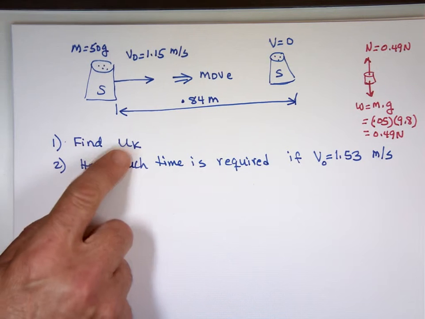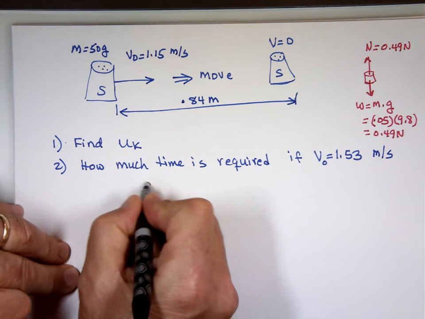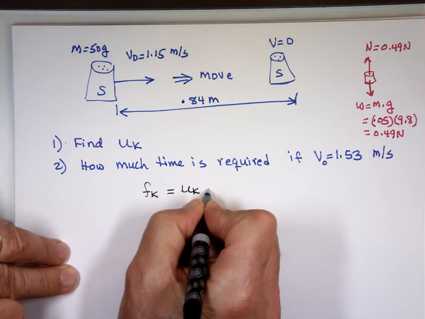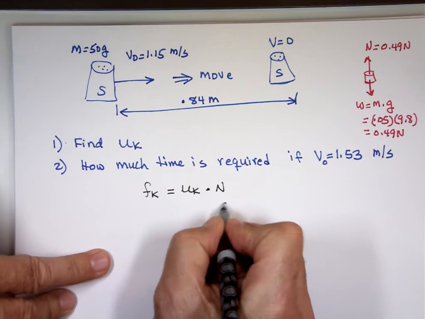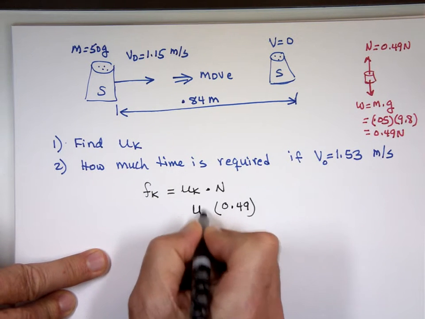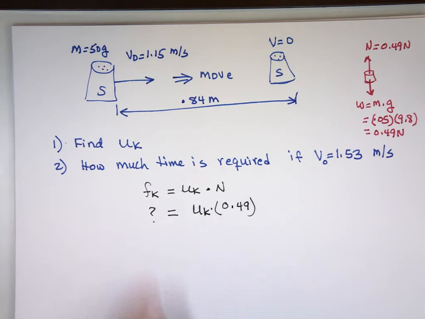The question, can you find mu k? Well, there's only one equation that we can use to find mu k. That's the only one we know. And that is F kinetic friction equals mu k times N. I know what N is. N is 0.49. I'm looking for mu k. So if I know what the friction force is, I can solve for mu k.